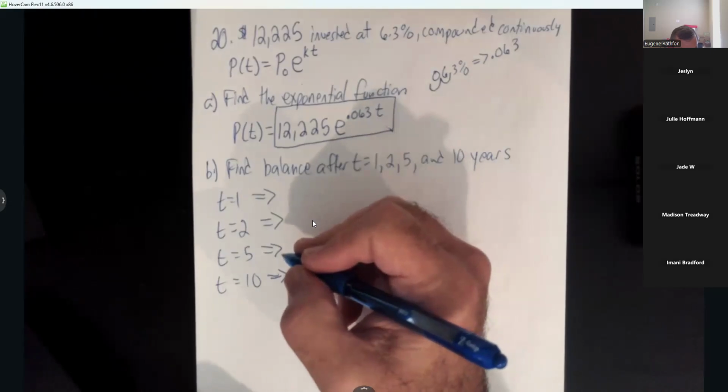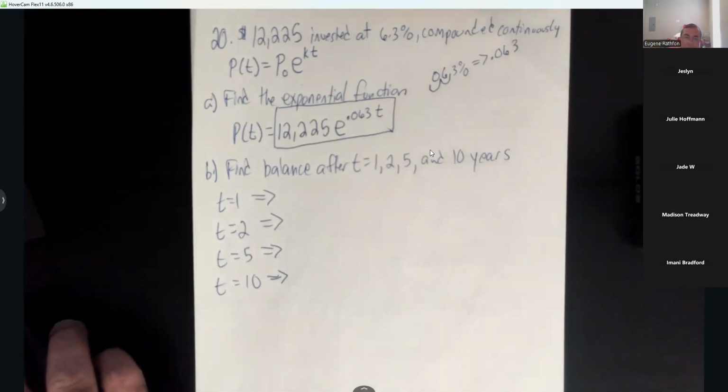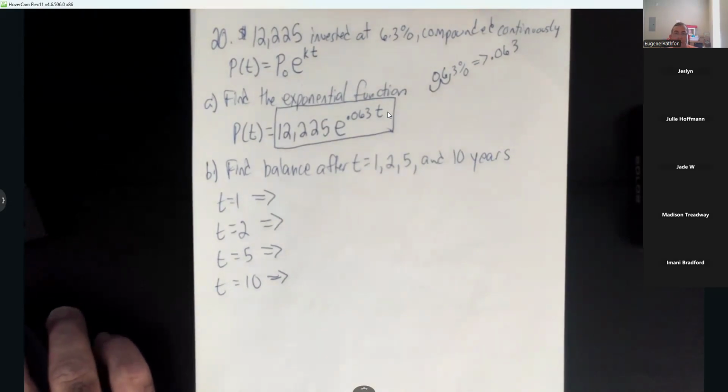Now let's see, on these, we're going to be rounding these all to decimal places. So I'm going to go to calculator. I'm going to put a 1 in for the t, figure out what I get. And then a 2, a 5, and a 10, okay? I'll get them four amounts and then I'll come put them all in.